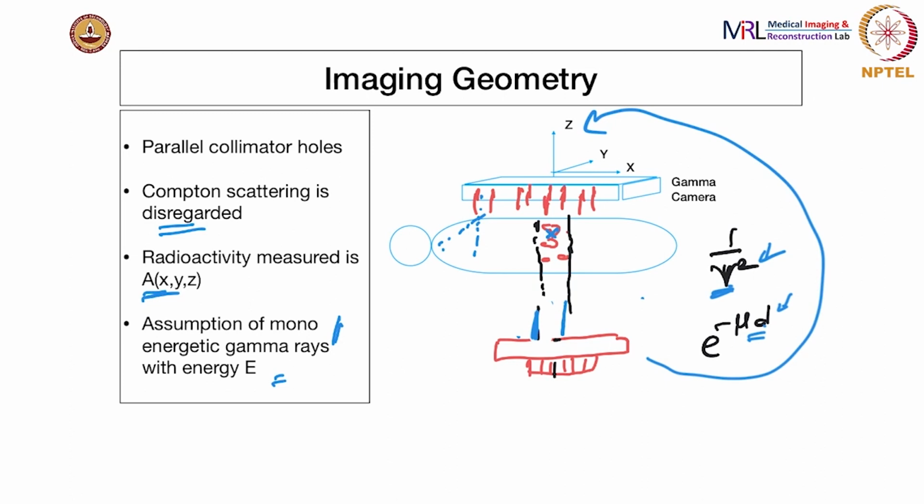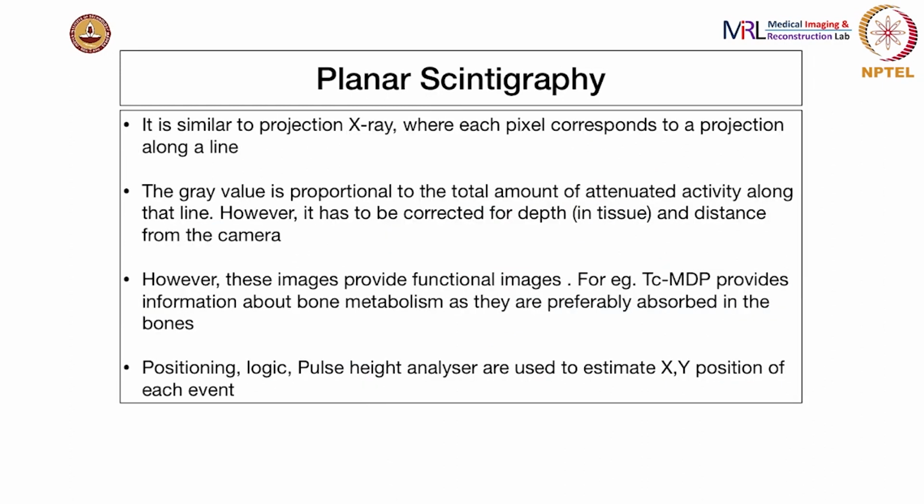Having said that, for planar scintigraphy, the detector is translated across the body of the patient, and at each point you record the amount of gamma ray photons being measured, which can be related directly to the activity concentration, or the number of disintegrations per second, happening inside the tissue at every location. So this is planar scintigraphy. It is a simpler form of nuclear medicine imaging, very similar to projection X-ray, where each pixel corresponds to a projection along a line.